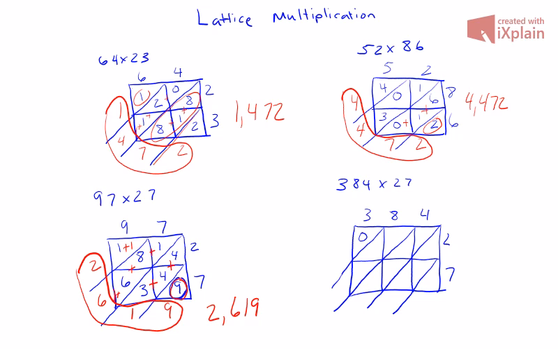2 times 3 is 6. 2 times 8 is 16. 2 times 4 is 8. Move to the bottom row. 7 times 3 is 21. 7 times 8 is 56. 7 times 4 is 28.